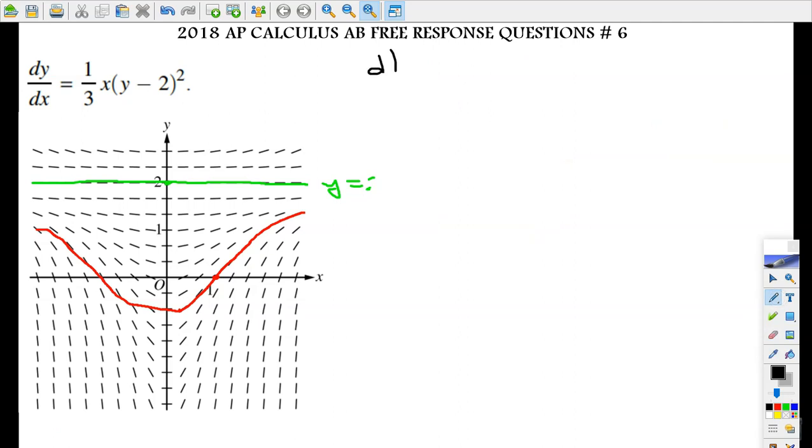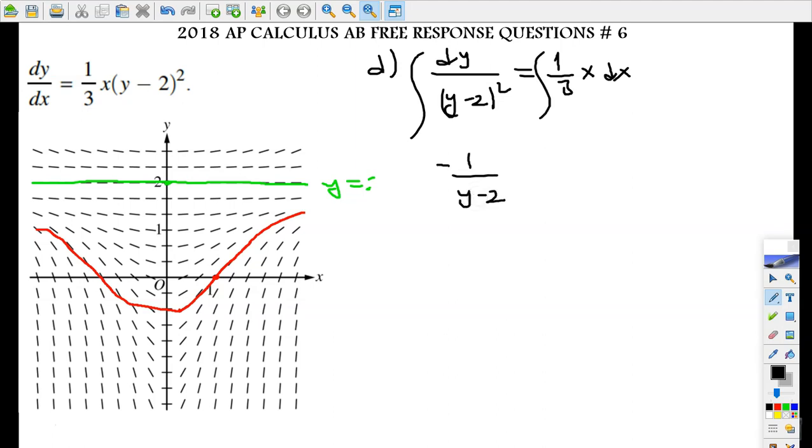Alright, part D. If I do the cross multiplication, what I'm going to get is dy over (y minus 2) squared equals 1/3 x dx. Since we've successfully separated the variables on both sides, now we're going to take the integral of both sides. So we get negative 1 over (y minus 2) equals 1/6 times x squared plus c.